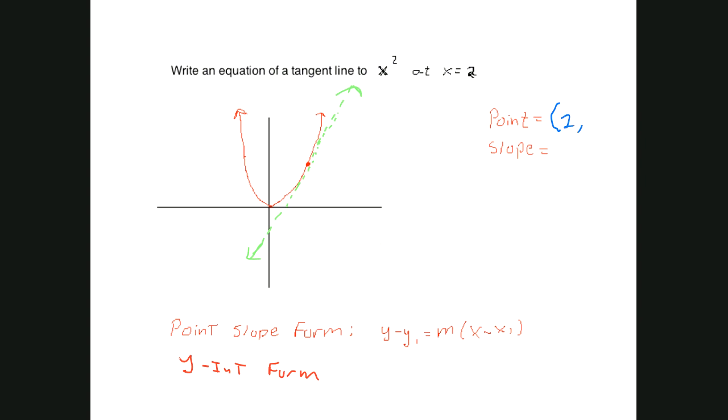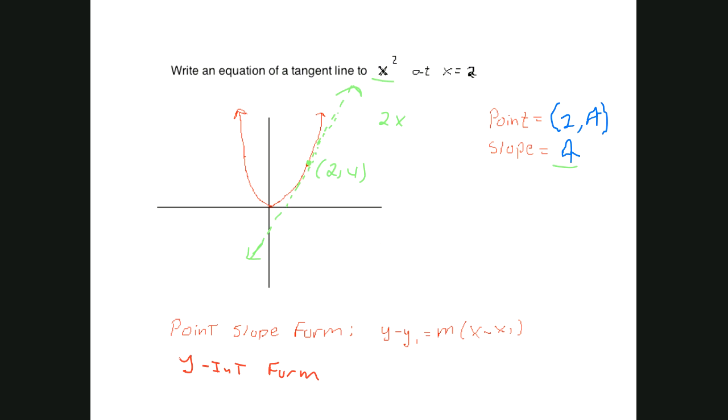2, 4 is correct. Why is it 2, 4? Because I already told you that the x value is 2. So in order to find the y value, we just plug it back into our equation. 2 squared is 4. So I've got my point. The slope, I just take the derivative of this. That's 2x. Plug 2 in there. 2 times 2 is 4. So my slope is 4. So I know that the slope of this green line is 4. I know the point is 2, 4.